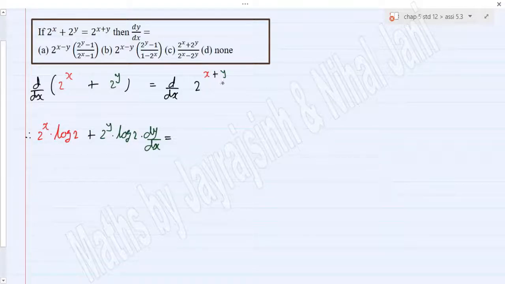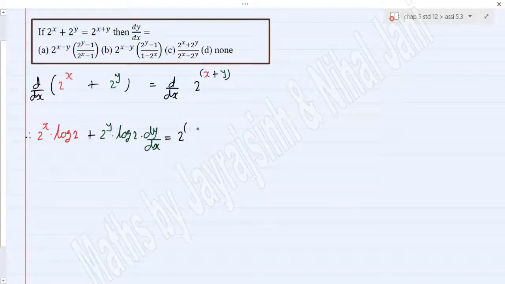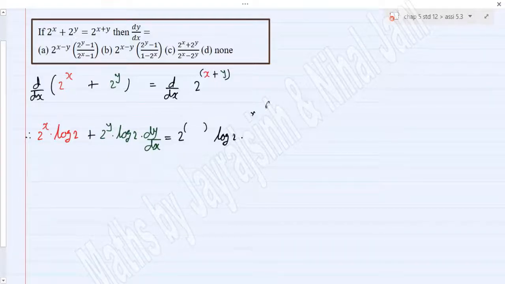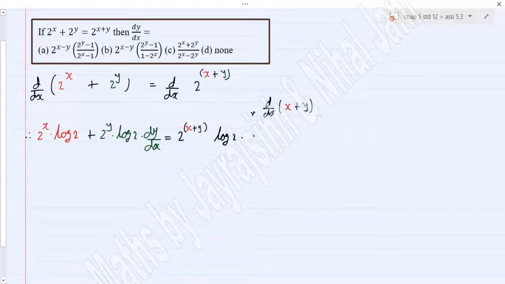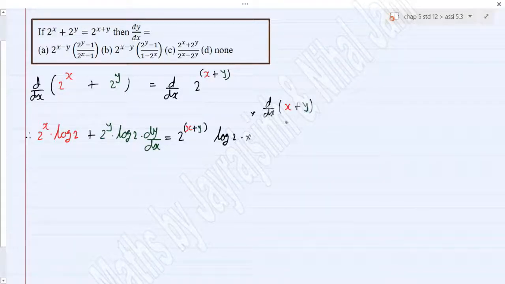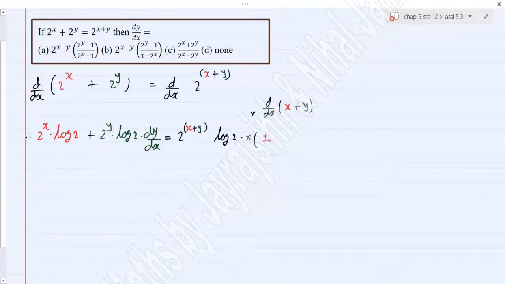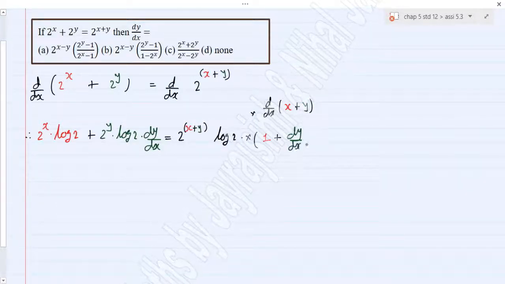2 raised to is your outer function and x plus y is your inner function. So let's consider box around x plus y. Now we just have to differentiate 2 raised to box, which is 2 raised to box log 2 into d by dx of box. Within the box we have x plus y. So we just have to multiply differentiation of x plus y. Differentiation of x will be 1 plus differentiation of y will be dy by dx.